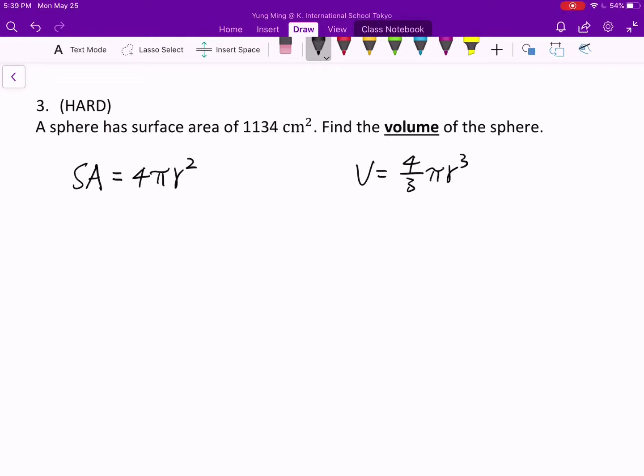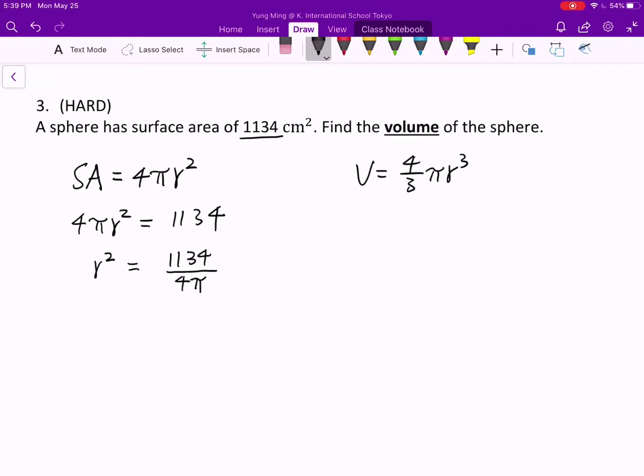But what they give you is only the value of the surface area. So we plug that in. That basically means your 4 pi r squared is equal to 1134. What we want to do first is find out the value of r, so we want to solve for r. We're going to have r squared equals 1134 over 4 pi. Notice that the whole 4 pi should be downstairs. When you punch it into the calculator, make sure you put a bracket around it.